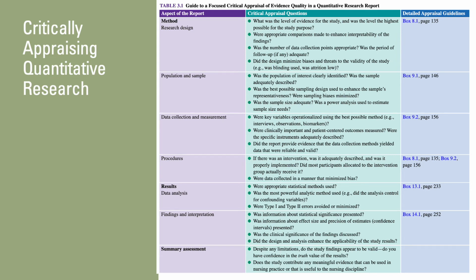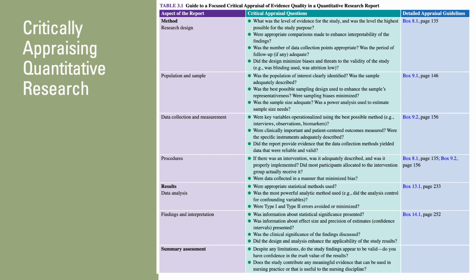Now let's take a little bit deeper look at this table. You will notice that it goes through research design, the population of your sample, the data collection and measurement, procedures, and then in results it talks about data analysis and the findings of interpretation, and then a summary of assessment. Now you can obviously read through these questions in your textbook, but here's why I think it's important.